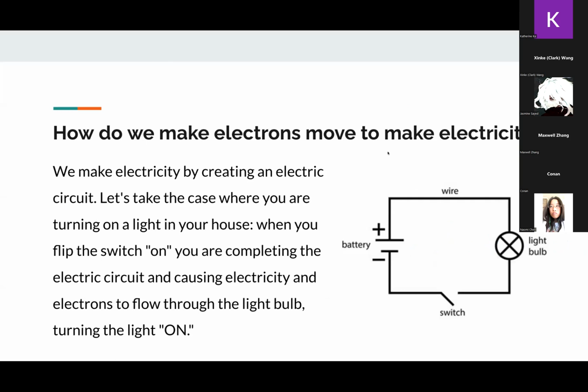How do we make electrons move to make electricity? We make electricity by creating an electric circuit. Let's take the case where you are turning on a light in your house. When you flip the switch on, you're completing the electric circuit and causing electricity and electrons to flow through the light bulb. That causes the light to turn on.